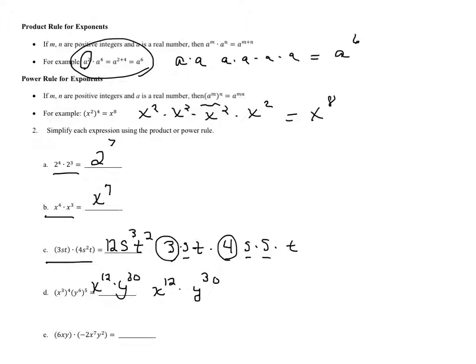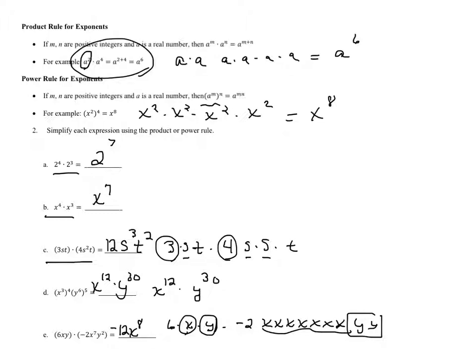And part E on this one, think about it this way, will be 6 times x times y times -2, 7 of these x's multiplied together, and 2 y's. So 6 times -2 is -12, and then I have 1 x here, 7 of them here, so I have 8 x's. And then I have a y here, 2 of them here, for a total of y to the third.